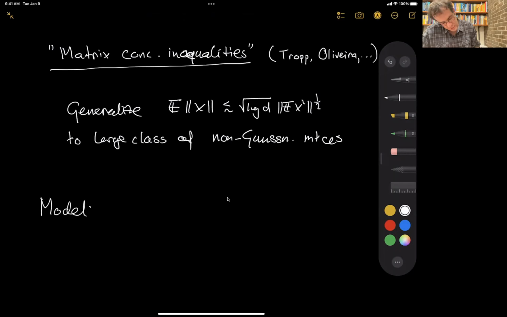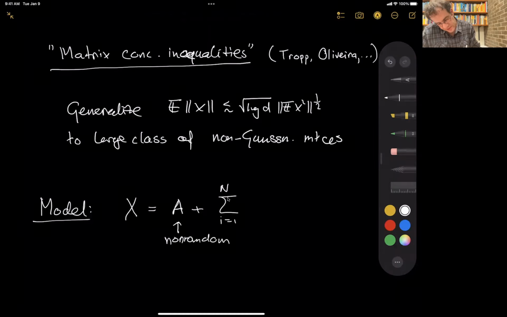So what they do is they take random matrices that look like this. I'm immediately going to depart from what they do in allowing myself to have a mean. So A is just the mean, the expectation of the random matrix. This is non-random. And then I'm going to take the mean zero part. This is just the sum of some finite number of mean zero random matrices.